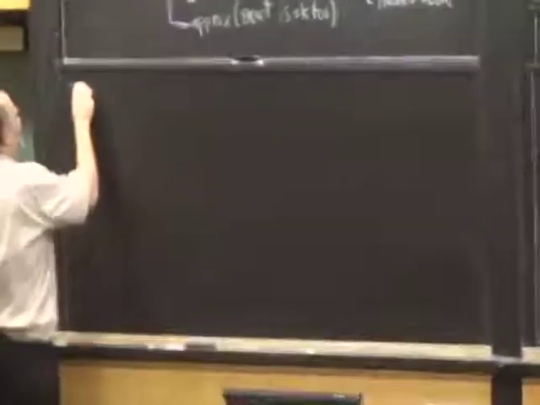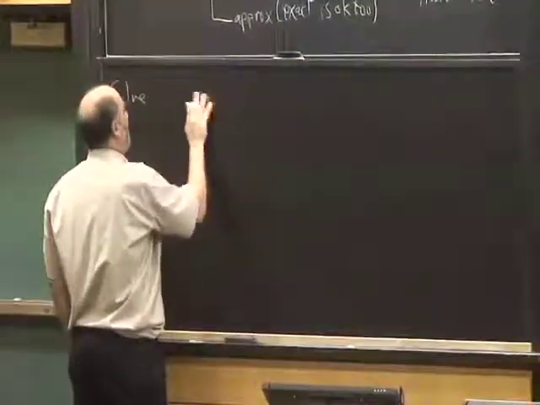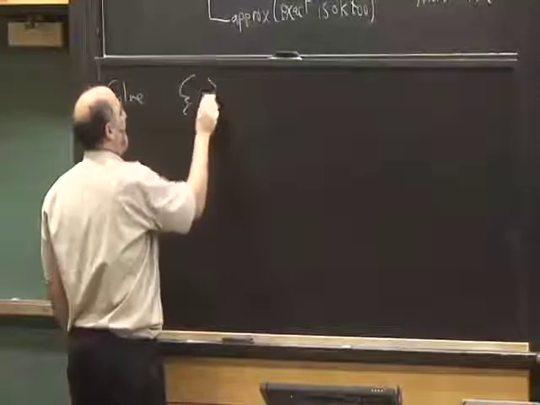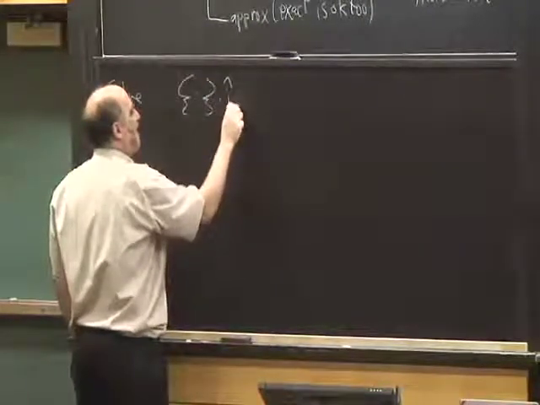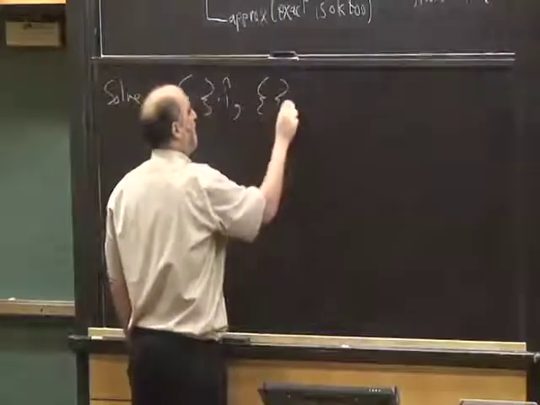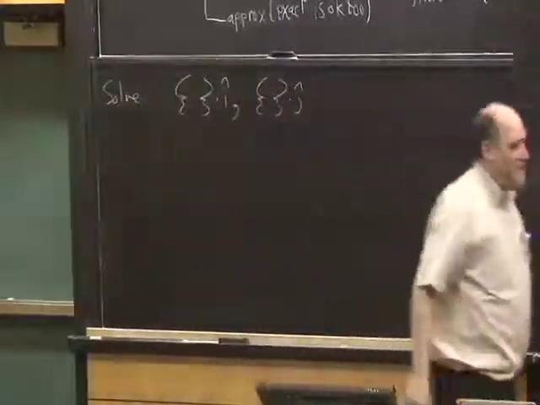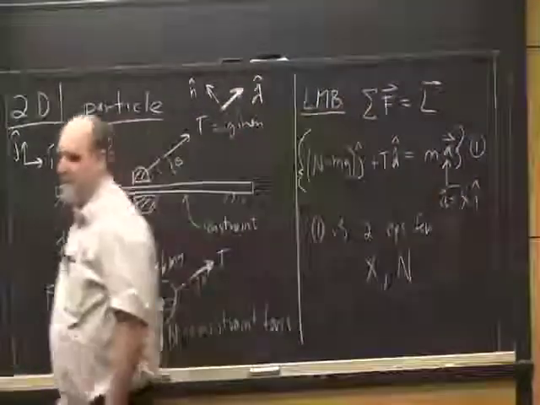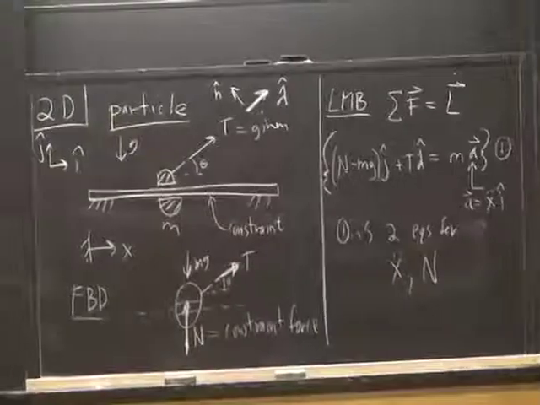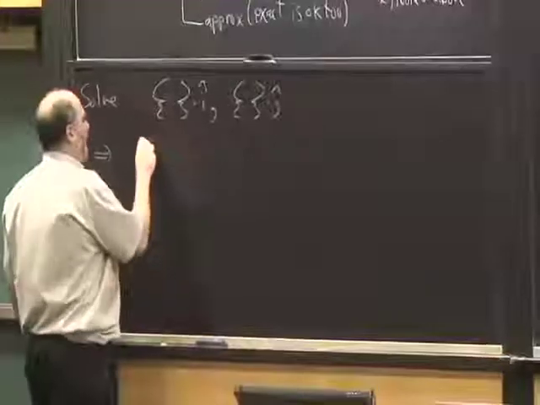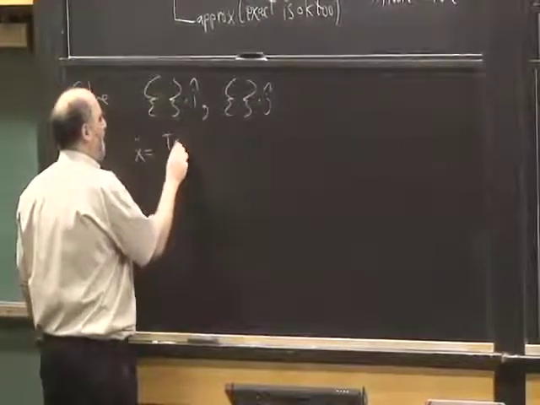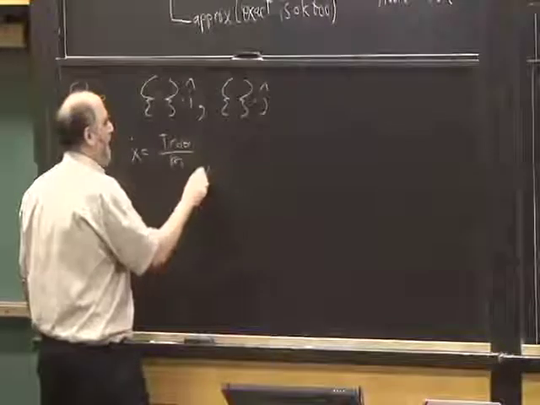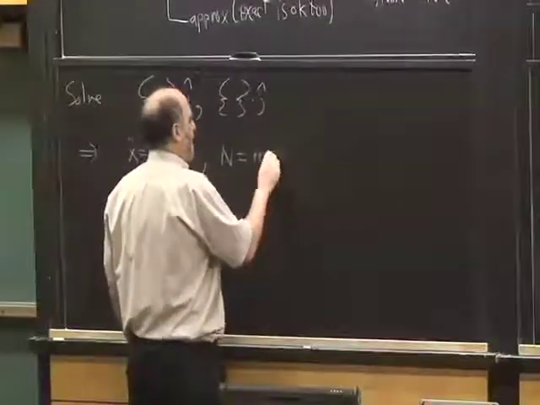So we can solve those equations. How do we solve the equations? By taking this thing, dotting it with i, and getting one scalar equation, taking that big equation dot with j, and getting another scalar equation. That just means take this equation here and take the x and y components. But x and y components are equivalent to dotting with i and j. And this will then tell us that x double dot is equal to T cosine theta over m. And it will tell us that N is equal to mg.